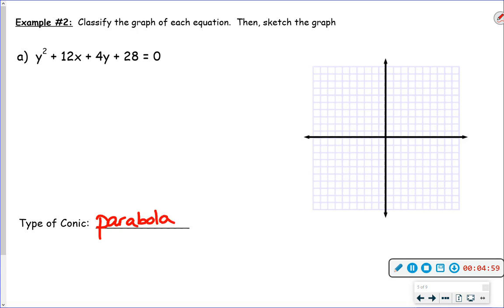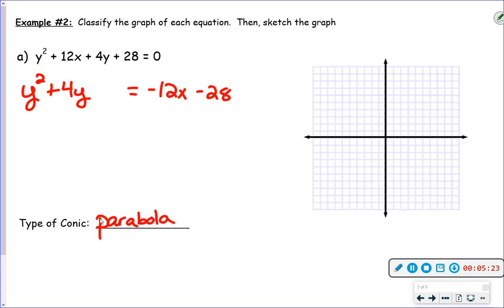Now, we need to get it into standard form for parabolas. And don't forget in your apps and your Conics menu on your graphing calculator, the equations are in there. The squared terms for parabolas have to stay on the left. So I'm going to keep 4y over here. I'm going to leave a blank to complete the square. I'm going to subtract 12x to the other side and the 28 over.